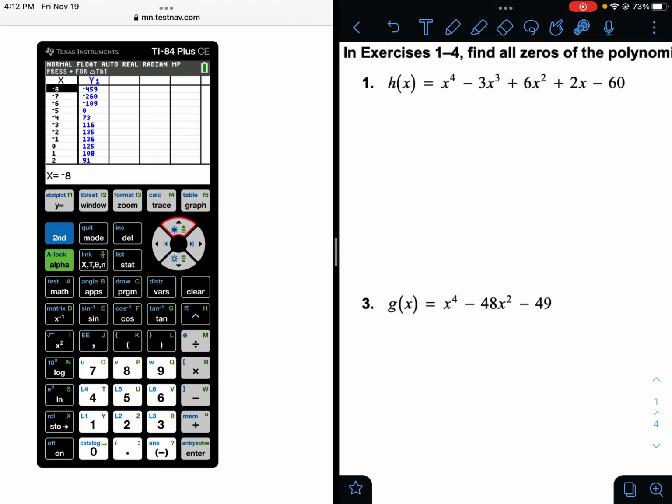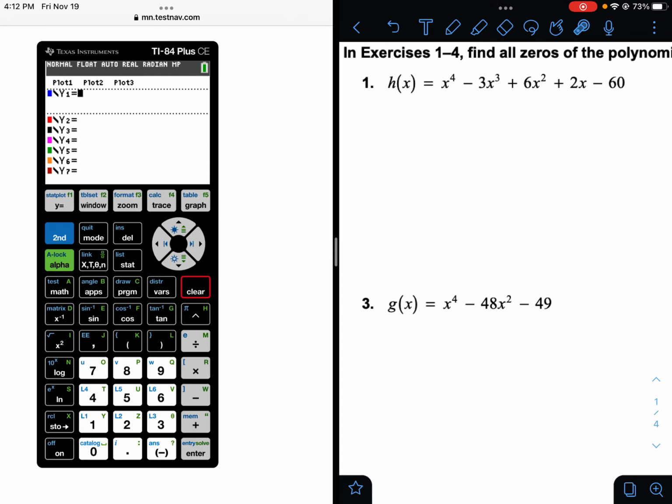We're gonna plug our equation into our y equals and see what this looks like. So x to the fourth, and then minus 3x to the third, and then plus 6x squared, plus 2x, and minus 60.